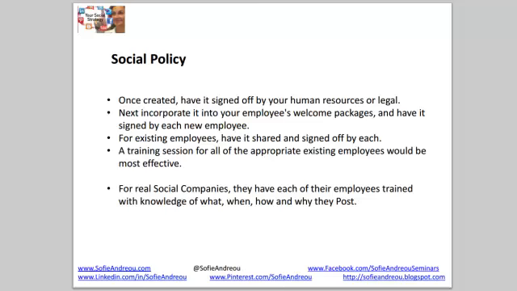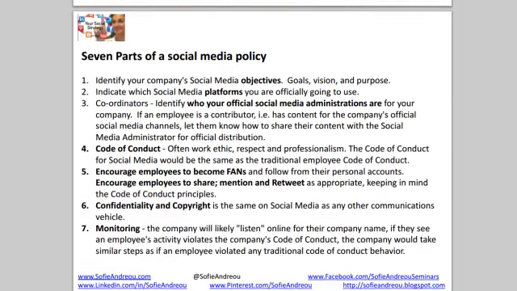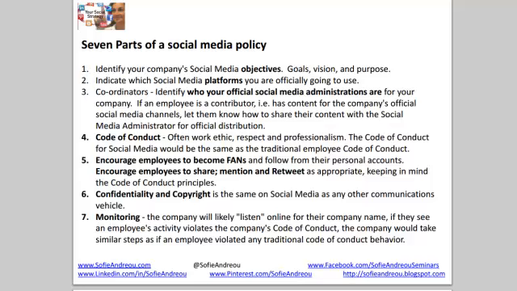So the 7 parts of the social media strategy that I've seen when I'm helping companies is, first, identify a company's social media objectives. That's the very first thing they need to do: what are their goals, vision, and purpose online. As we saw in the last lecture, when we talked about strategy, in there we come up with what our goals, visions, and purpose happen to be.